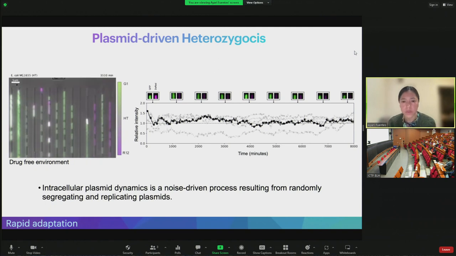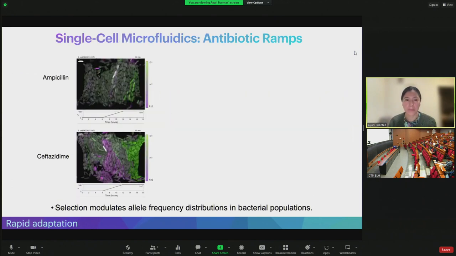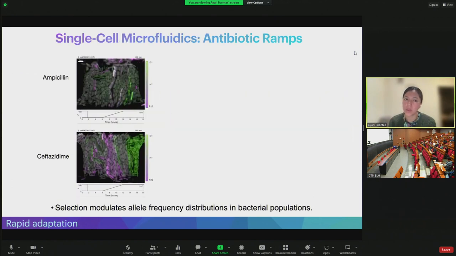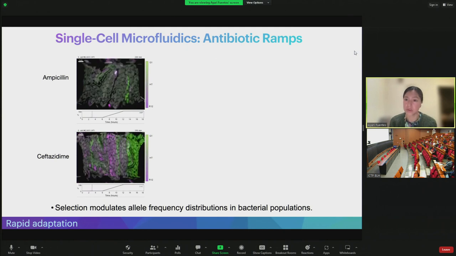We realized that, as we expected, this plasmid dynamics is just a noise-driven process. Some of them are getting more red, some are getting greener, but it is completely random. So what happens if we introduce a pulse of antibiotics?